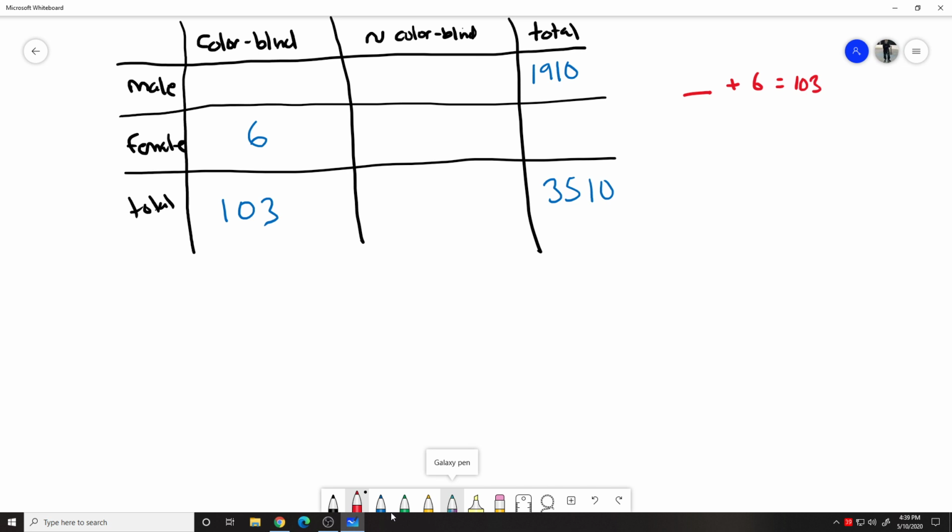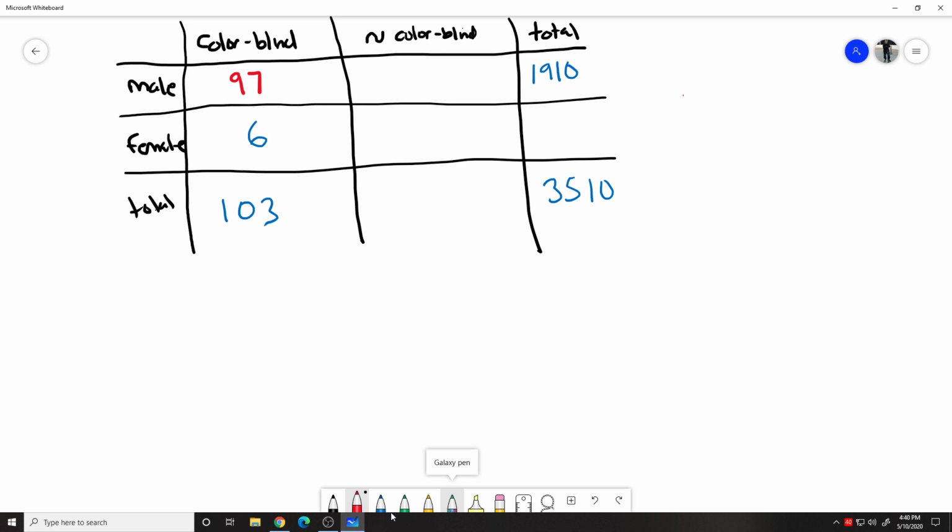I don't know how many males there were that were colorblind, but I know if I add that to my 6 females, my total is 103. Let's just work backwards. Let's just say 103 minus 6. That would give me 97. So I know that my males and colorblinds are 97. And we're going to do the other ones the same way. So let's see what we can do next.